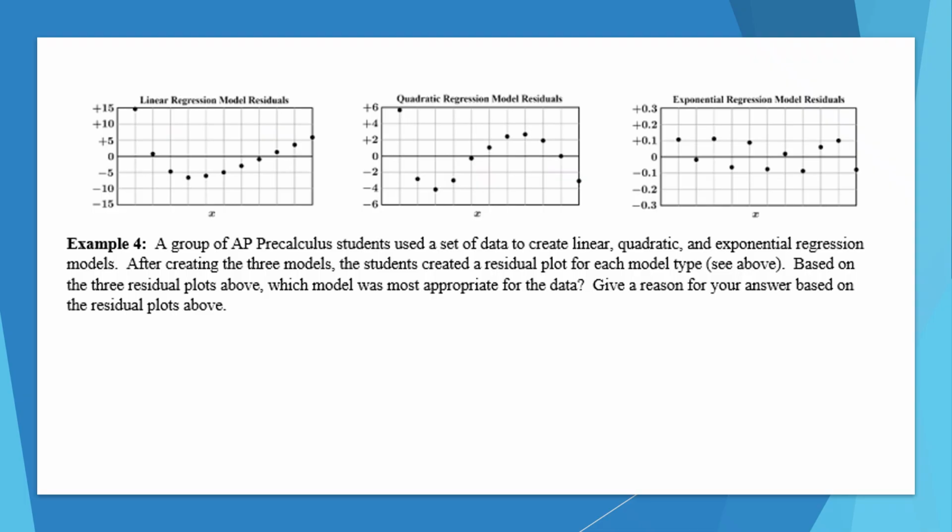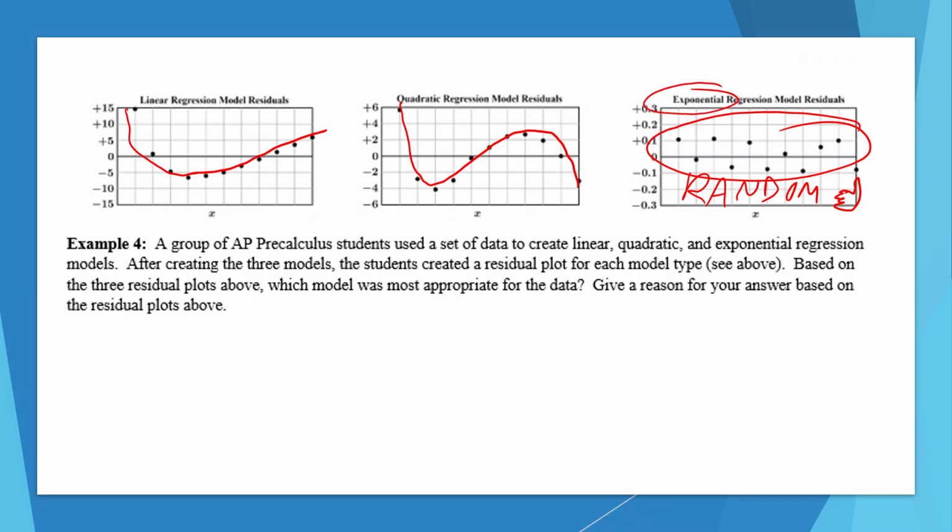So here, you can kind of see a clear pattern in the linear and in the quadratic residual plots. However, in the exponential, this appears very random, which is good. So thumbs up there. And so when it's a pattern, you will clearly see the pattern like in the first 2. And so the best model to use is the one that is appropriate, exponential.